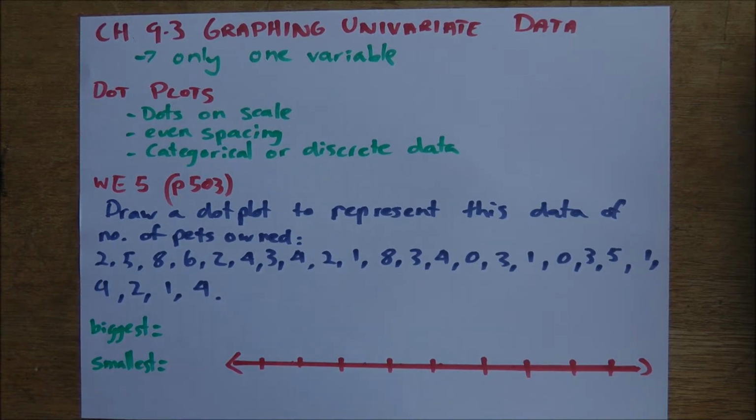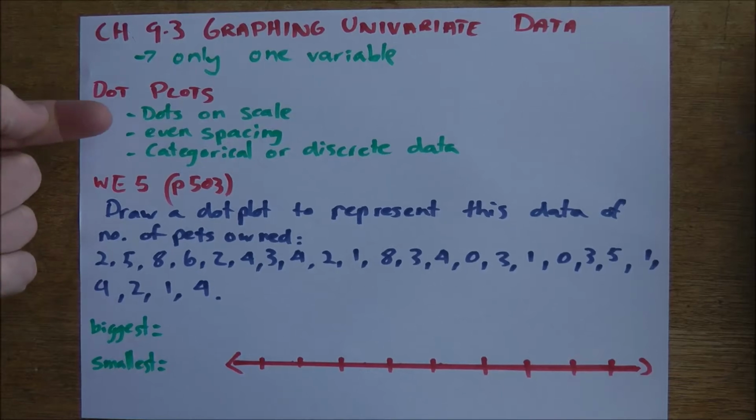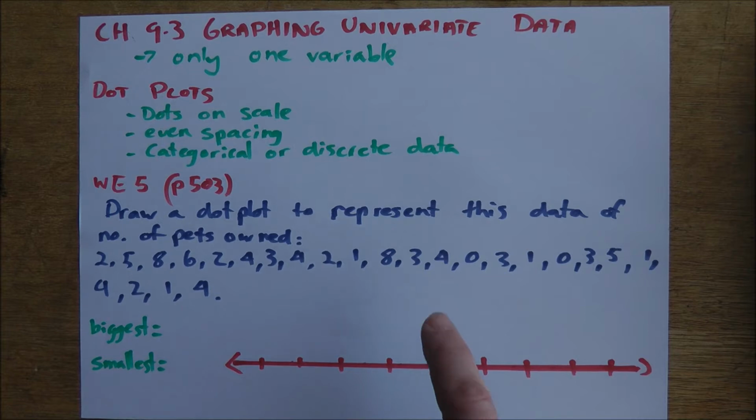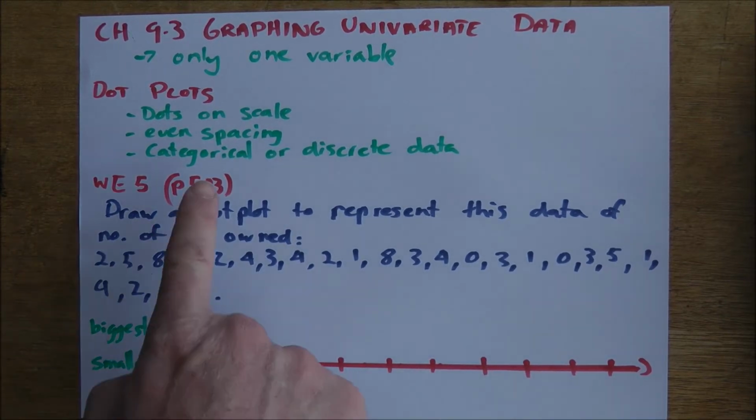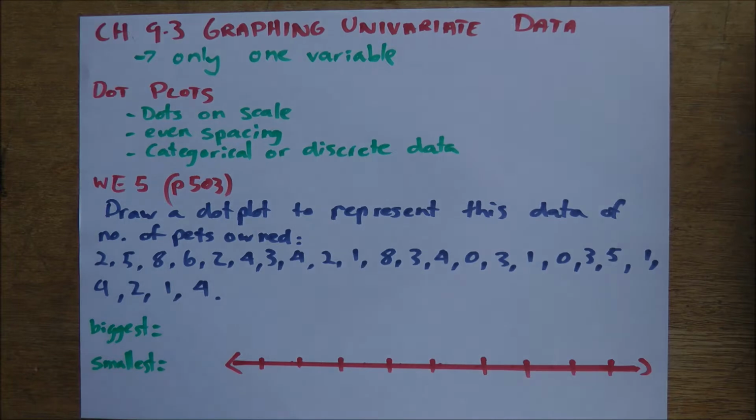Okay, so we're looking at different ways that we graph this. The first thing we're looking at is a dot plot. Literally this is just dots on a scale. We end up with a line like this with dots coming up. It looks a little bit like a bar graph or a histogram, but it's done with actual dots. We only use this for categorical or discrete data, typically not for continuous data.